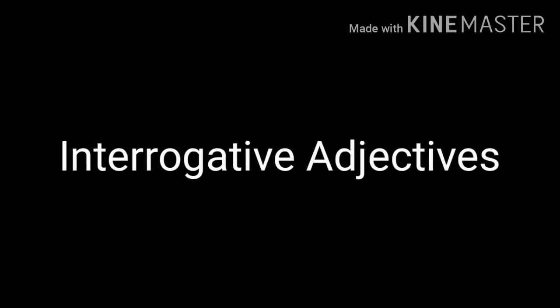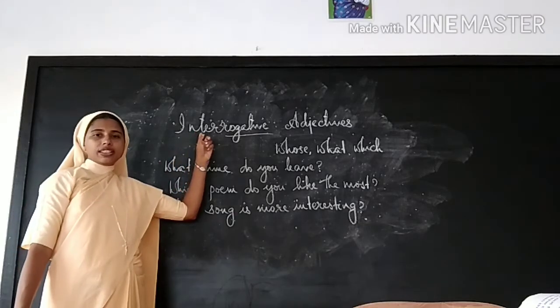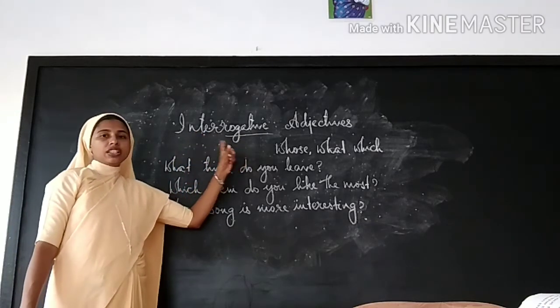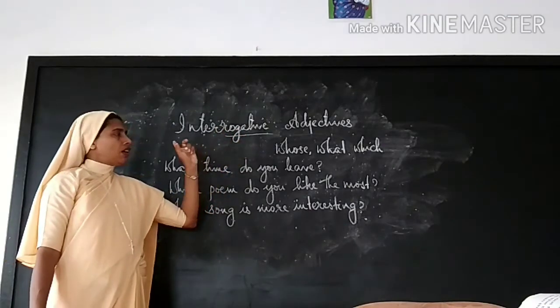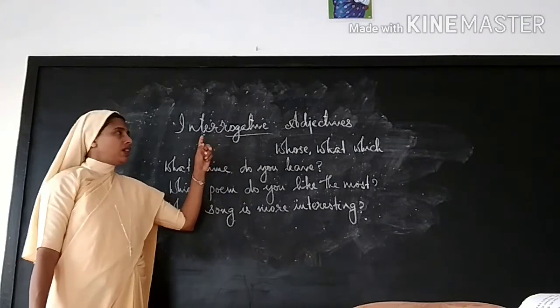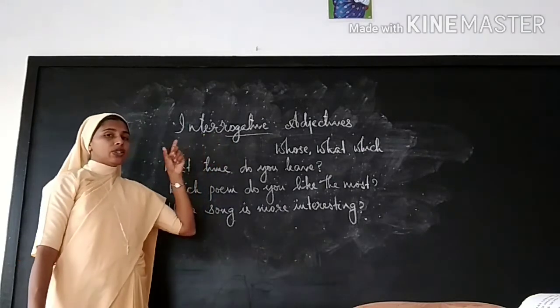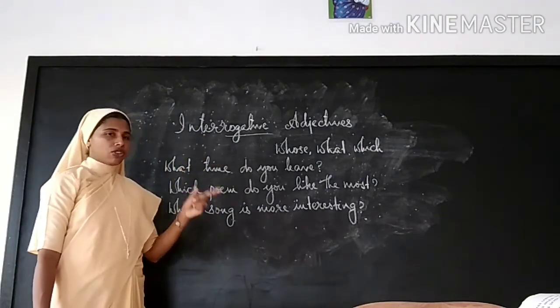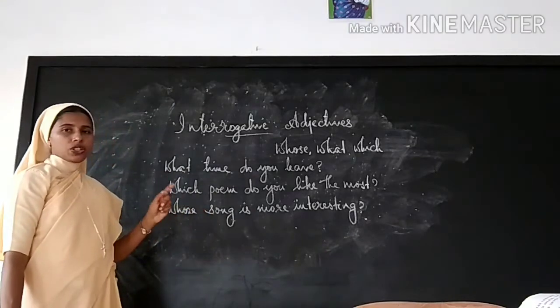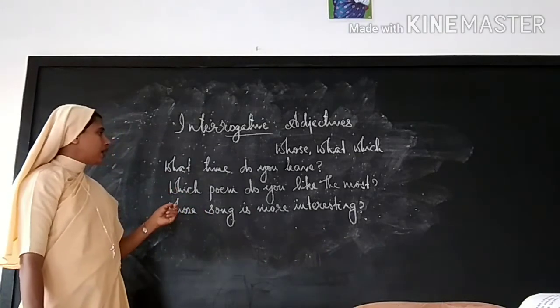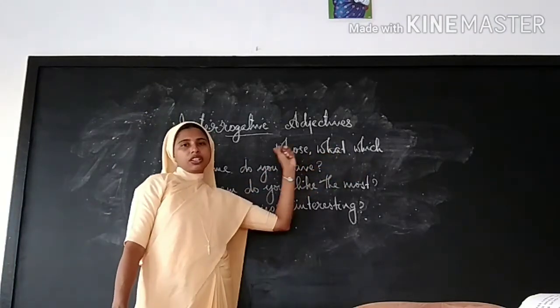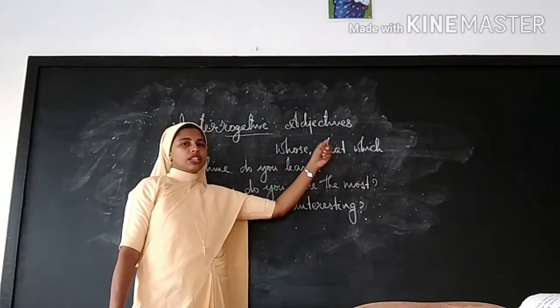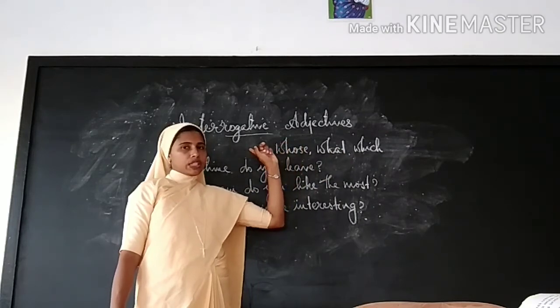Let's discuss what interrogative adjectives are. What's the meaning of interrogative? Interrogative is questions. Interrogative sentences you have studied and interrogative pronouns you have studied. It is used to make questions, question words. And which are the question words that are used to make adjectives? Whose, what, and which. These are the words that are used to make questions.